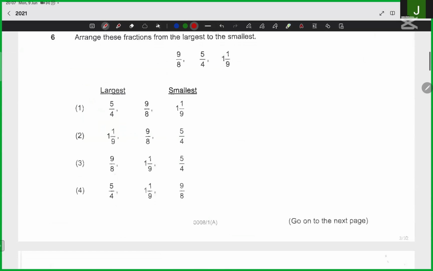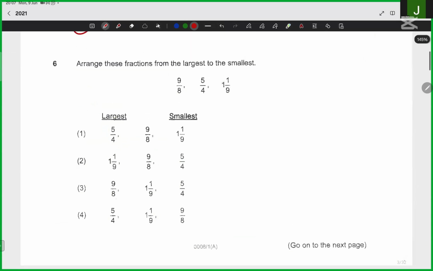Now arrange these fractions from the largest to smallest. This is also not difficult. 9 out of 8, 5 out of 4, 1 whole 1 out of 9. You need to take hints from the 1 whole. This is 1 whole 1 out of 8, 1 whole 1 quarter, 1 whole 1 out of 9. They are all 1 whole, so the 1 whole doesn't matter. So it's comparing 1 quarter, 1/4, and 1/9. The bigger the denominator, the smaller the fraction. So option number 2.